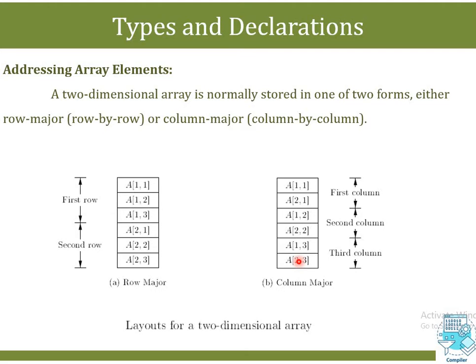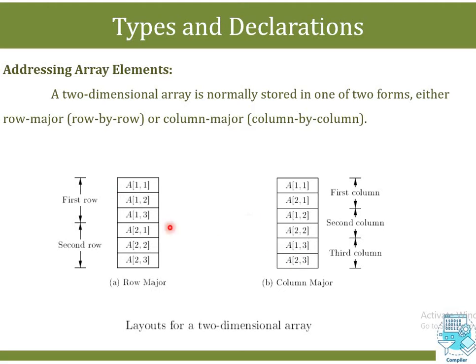The next one is how the array elements are stored in the system. Array elements will be stored in continuous locations. Only if they are stored in continuous locations can we locate the element directly using the formula we discussed in the earlier slide. So array elements are always stored in continuous locations, but there are two ways of storing them: either row major or column major.